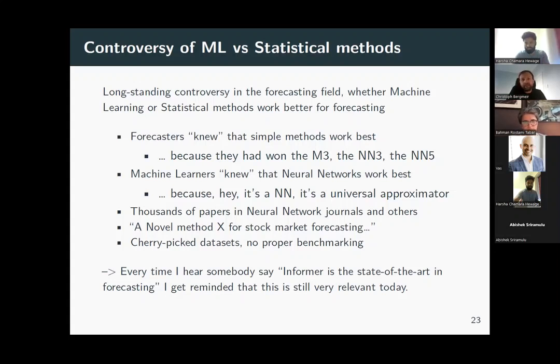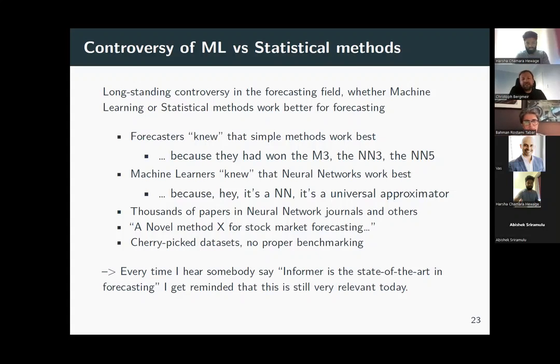I think the idea is that the forecasters knew that simple methods work best because of the M3, but also afterwards there were competitions called NN3, NN5, particularly for machine learning methods, and even those were won by simpler methods. And machine learners knew that neural networks work best, because machine learners always know that neural networks work best, because it's a universal approximator.